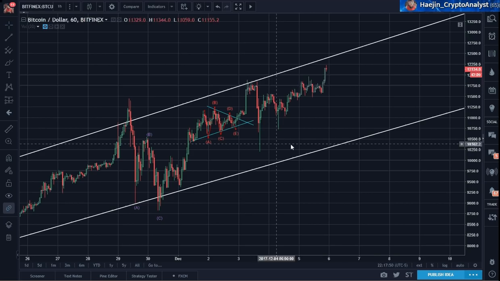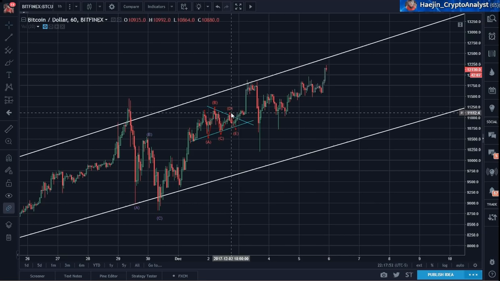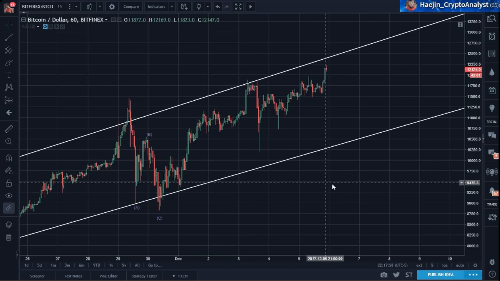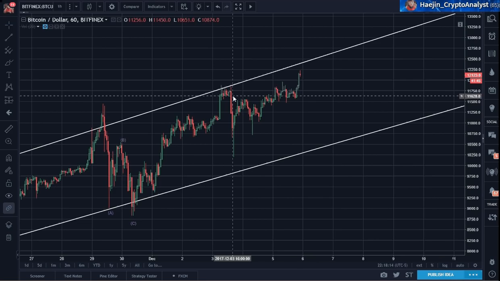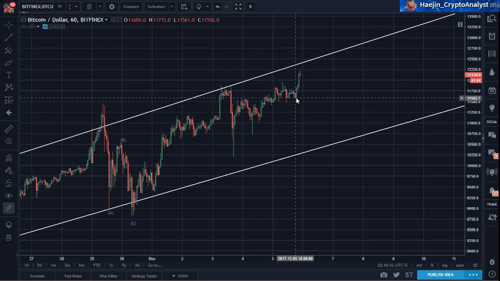So I took away some markings. In fact, let me just take this away as well, because I like to start with a clean slate as much as possible. I'll leave the trend line on for now. So we hit 12,236. Beautiful. We had an ascending right triangle drawn here, like this.